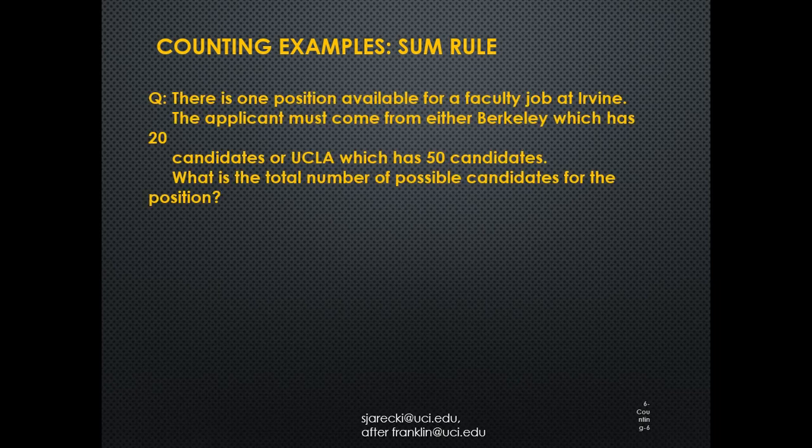When we say sum rule, we should see the keyword "or". Okay, so the example is: there is one position available for a faculty job at Irvine. The applicant must come from either Berkeley, which has 20 candidates, or UCLA, which has 50 candidates. So what is the total number of possible candidates for the position? Since we see an either-or, we are going to apply the sum rule.